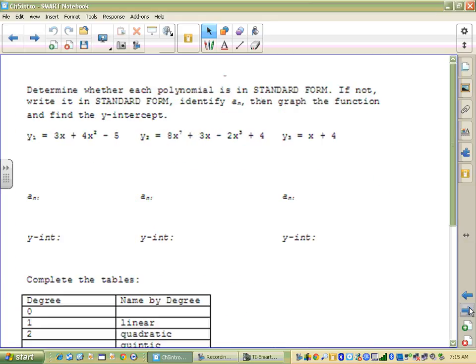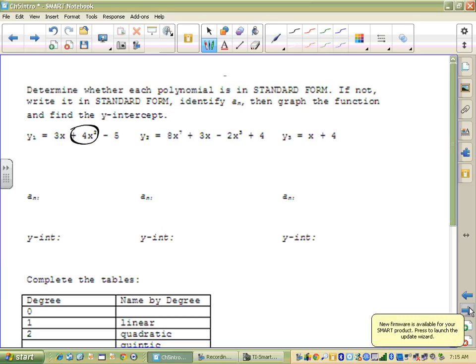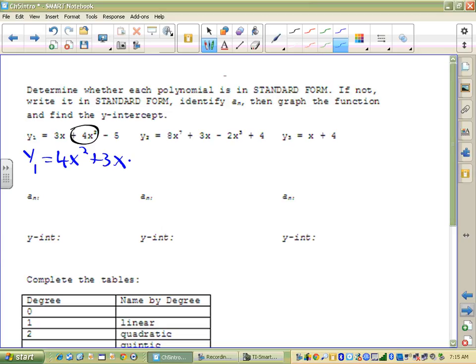So, descending order. If we look at the first function, the term with the biggest exponent is 4x squared, and it's not first. So, I hope it's pretty clear that this one's not in standard form. On this one, y1 would equal 4x squared. We have to put that term first, and then the term with the next highest exponent, so plus 3x, and then the minus 5 on the end. The directions go on to say if it's not, then write it in standard form.